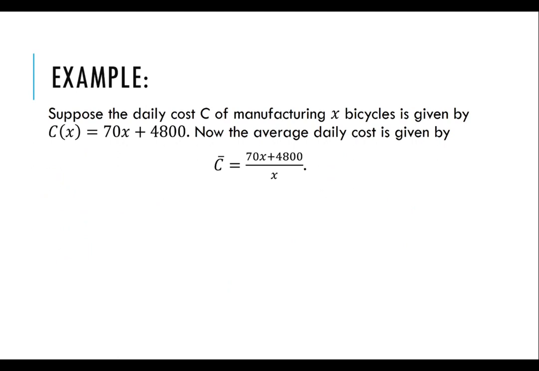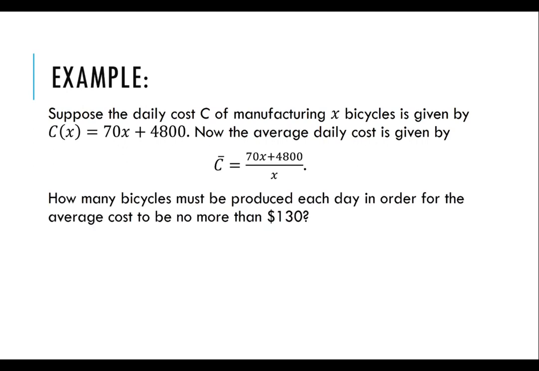Suppose that the daily cost C of manufacturing x bicycles is given by C of x equals 70x plus 4,800. Now the average daily cost is given by C bar, which is equal to 70x plus 4,800 divided by x. We want to know how many bicycles must be produced each day in order for the average cost to be no more than $130. So notice that no more is less than or equal to.